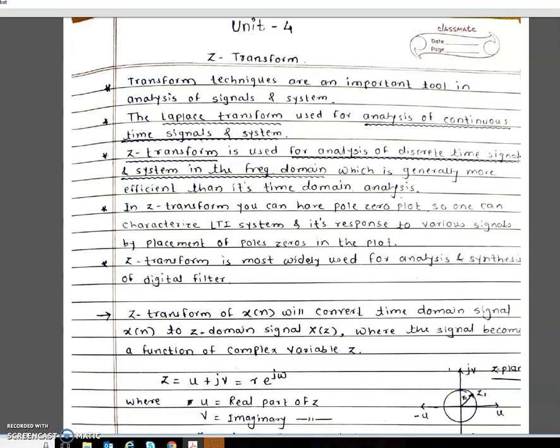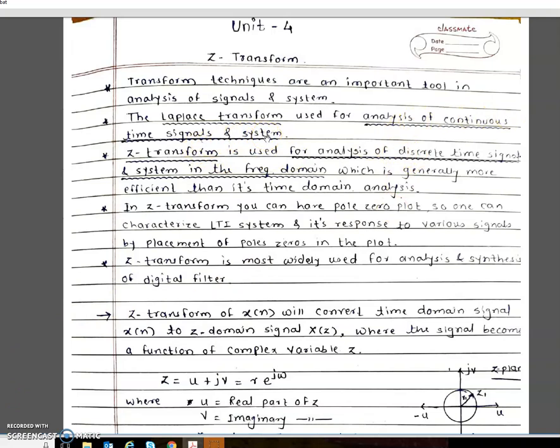So let's start. Unit 4, that is Z transform. What is basically Z transform? Transform is a technique which is used for analysis of signals and systems. You may know the words Laplace transform and Z transform. So what is the basic difference between Laplace transform and Z transform? Laplace transform is used for analysis of continuous time signals and systems.